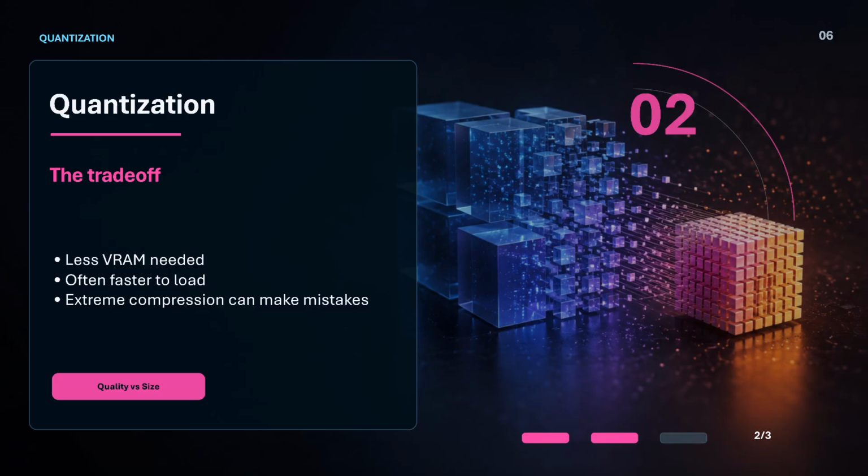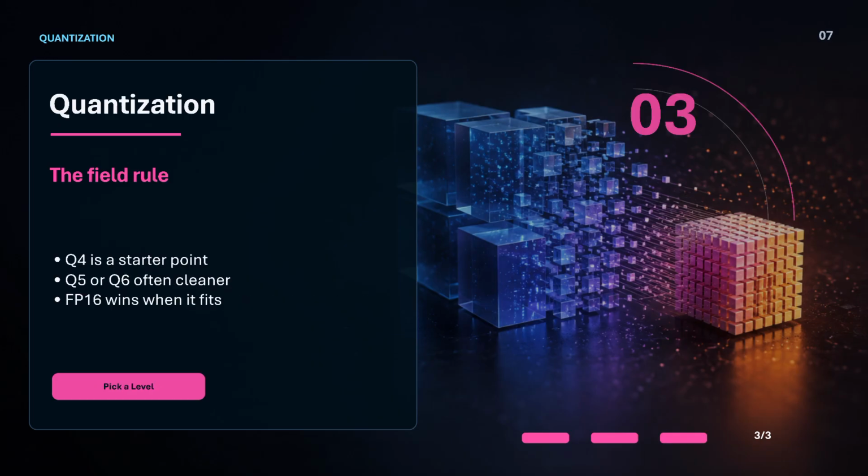A good rule of thumb is to start with Q4, quantization 4, if you've got low memory, and then move to quantization 5 or quantization 6 if you need better quality. Don't use full precision unless you have a really crazy machine.